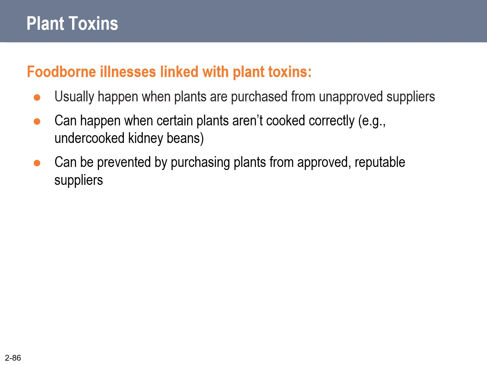Plant toxins usually happen when plants are purchased from unapproved suppliers. They can happen when certain plants aren't cooked correctly, such as undercooked kidney beans. And they can be prevented by purchasing plants from approved reputable suppliers.